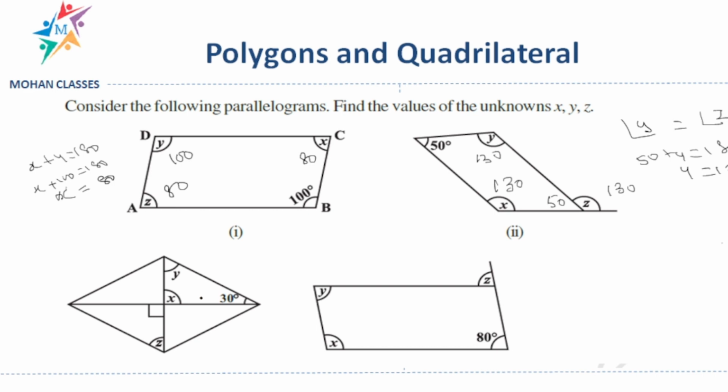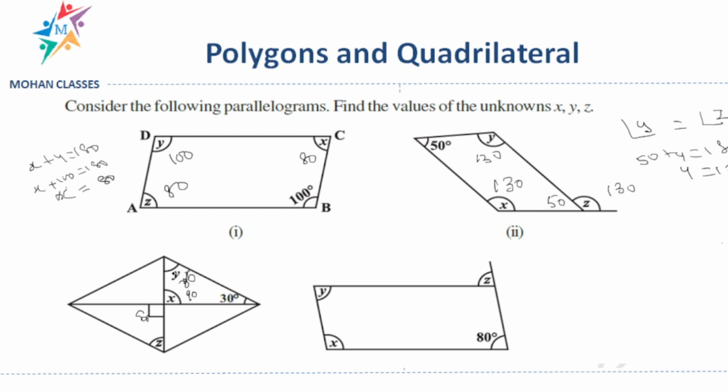Here it is a right angle, right? It is 90 degrees. So if it is 90, then what about x? X is a vertically opposite angle. This is 90. So 90 plus 30 is 120. What about y? Y is equal to 60 degrees. You see? 90 plus 30 is 120, plus 60.